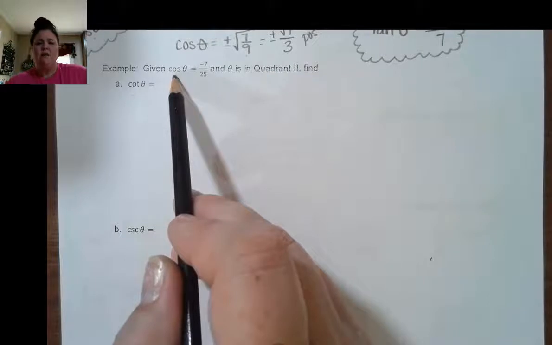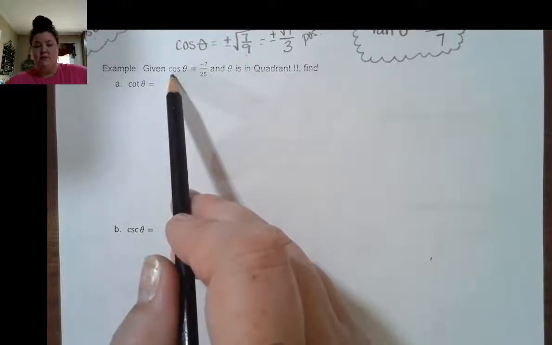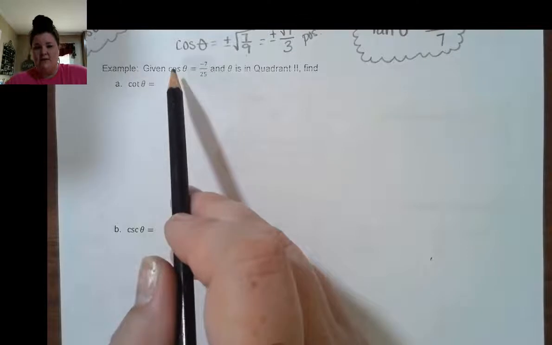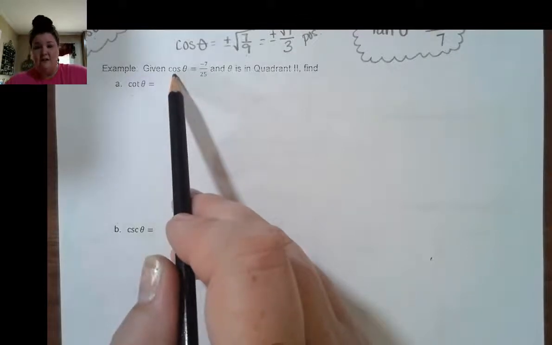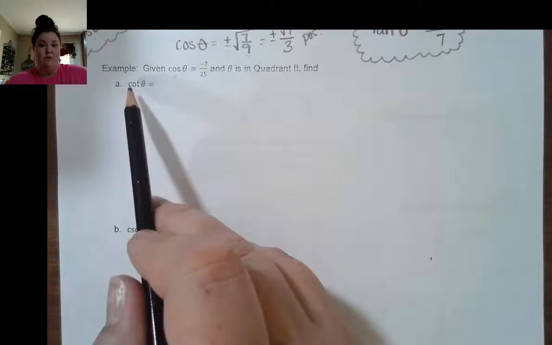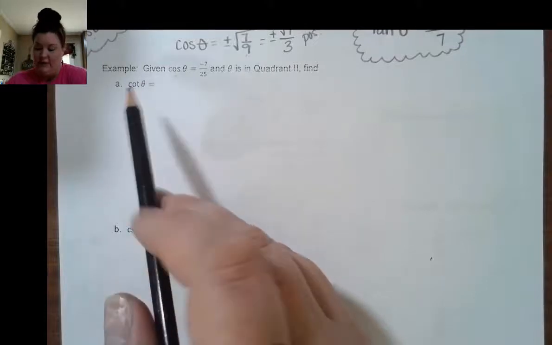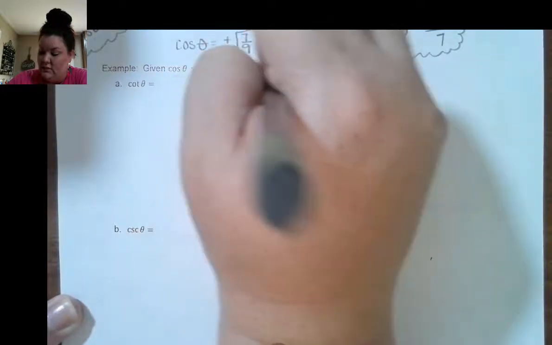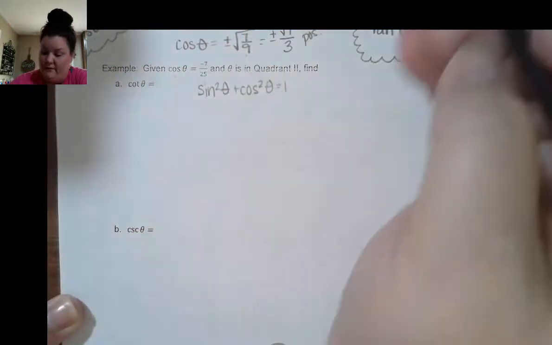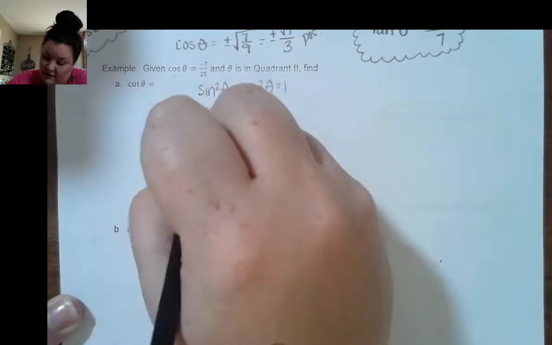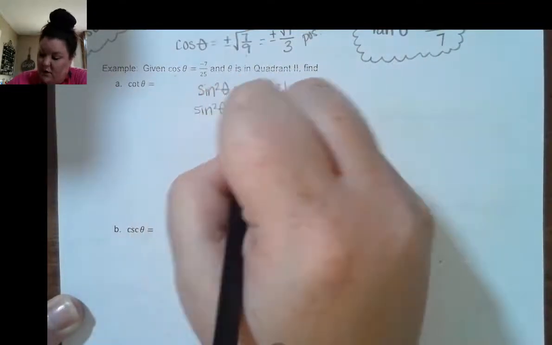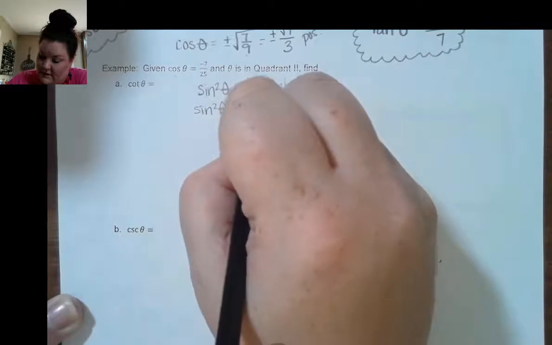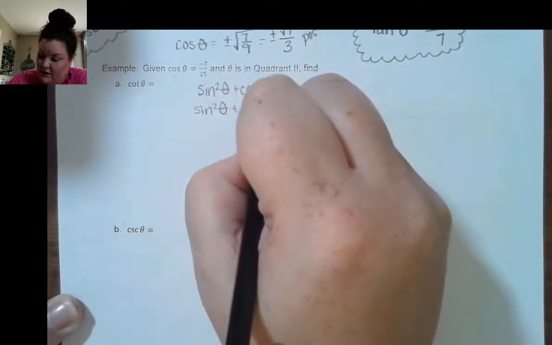What I'm seeing is I already know cosine, right? I already know cosine. So what I'd really like to know is sine. Because if I know cosine and I know sine, then I could use the ratio to figure out cotangent. Okay, so I'm going to just ignore cotangent for a minute. And I'm going to say that I know that sine squared theta plus cosine squared theta equals 1, right? And I'm going to fill in the value that's given. So sine squared theta plus my cosine value, which is negative 7 over 25 squared, equals 1.